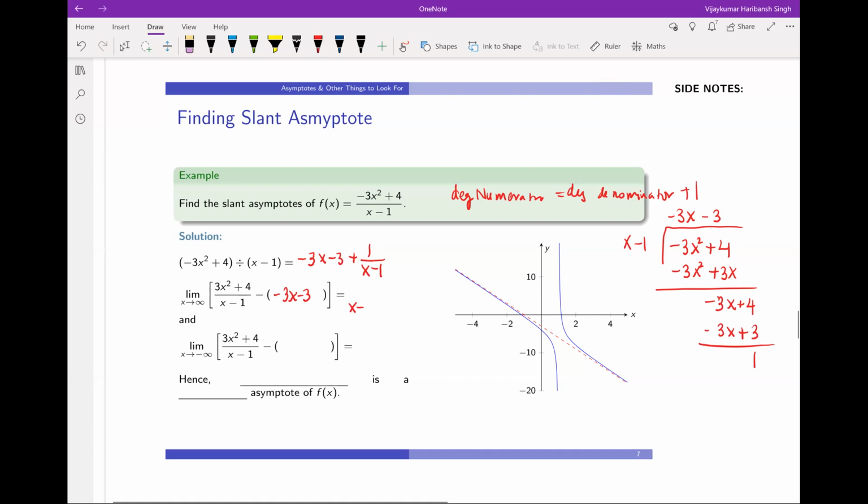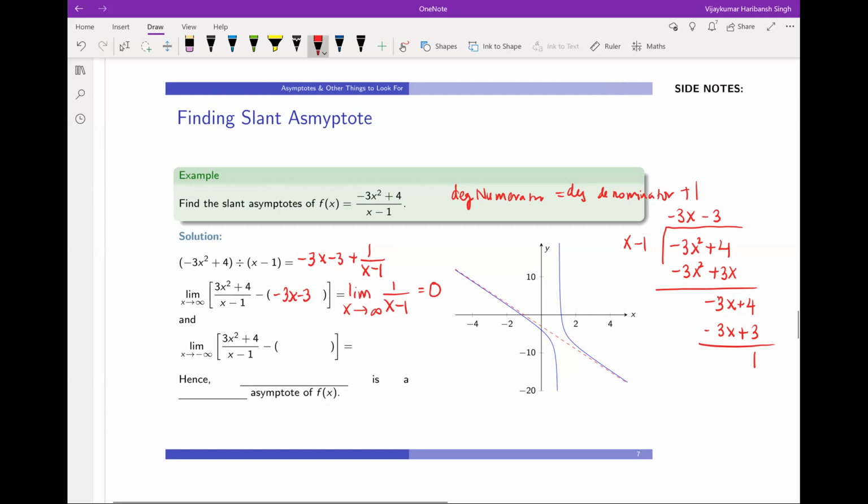Limit, I should write it as a limit. The limit as x goes to infinity of 1 upon x minus 1, sorry, my bad, that is going to be 0, right? Because as x goes to infinity, the denominator is getting bigger and bigger, and 1 over that becomes smaller and smaller and becomes 0.